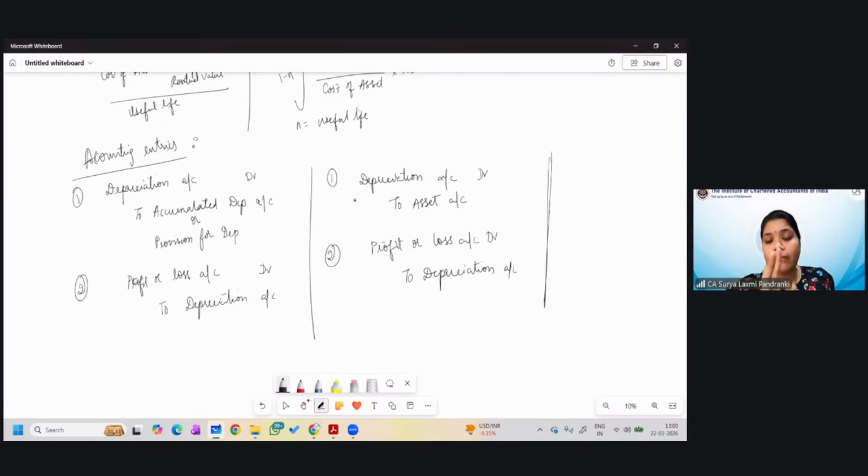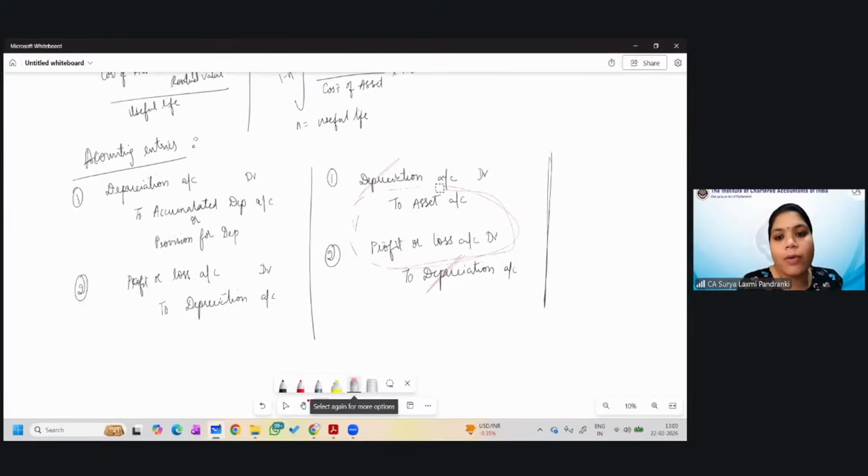Two effects have to be given for the depreciation, right? One you transfer to the asset, and the other one is transferred to the depreciation. Finally, what is happening is this depreciation and this depreciation are getting cancelled, debit and credit, and you are left with this. So P&L and asset are only affected because depreciation is getting cancelled, right? So that is one way of doing it.